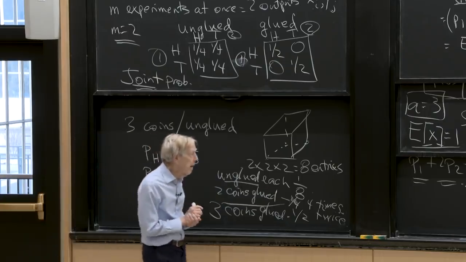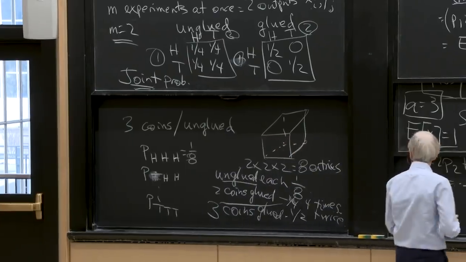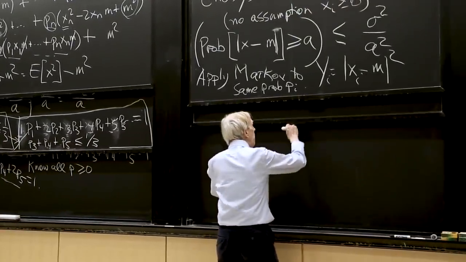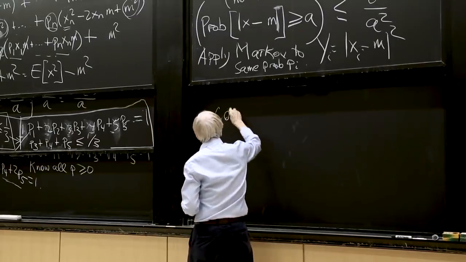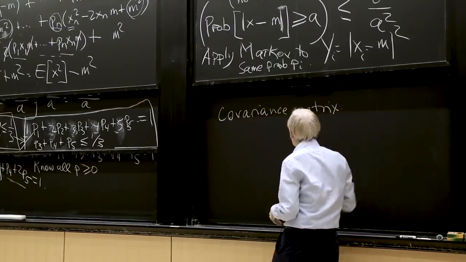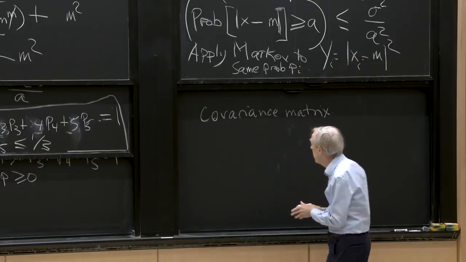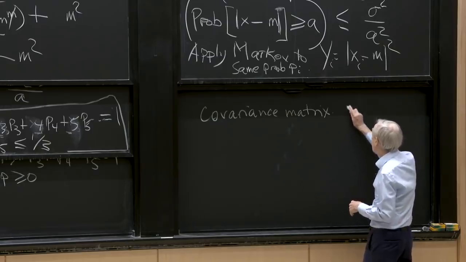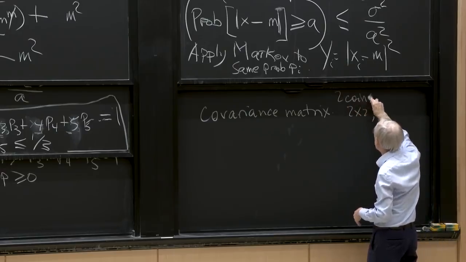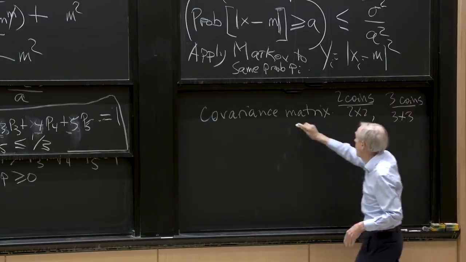Okay, so now I have to say, what is the covariance matrix? So now I'm ready for that, and I'll put it here. That's the final topic for today. So the covariance matrix. I'm saying matrix because it's going to be 2 by 2 for 2 coins. So it is a matrix. For 3 coins, it will be 3 by 3, but it is a matrix.